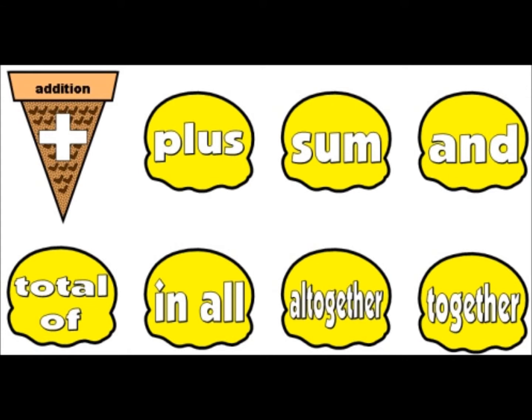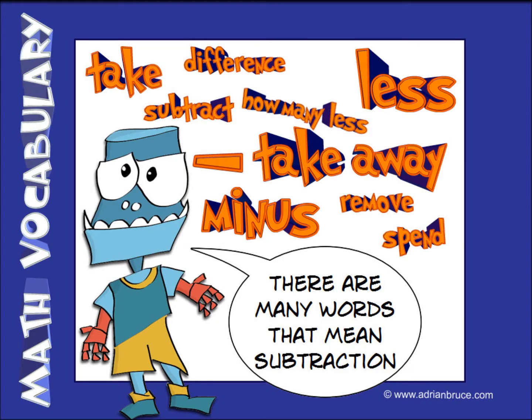The word addition can have different meanings. It could mean plus, sum, and, total of, in all, together, or together. Subtraction simply means to take away, the difference of, to subtract, less than, how many less, or to remove. Or it could also mean spend if you're talking about money.